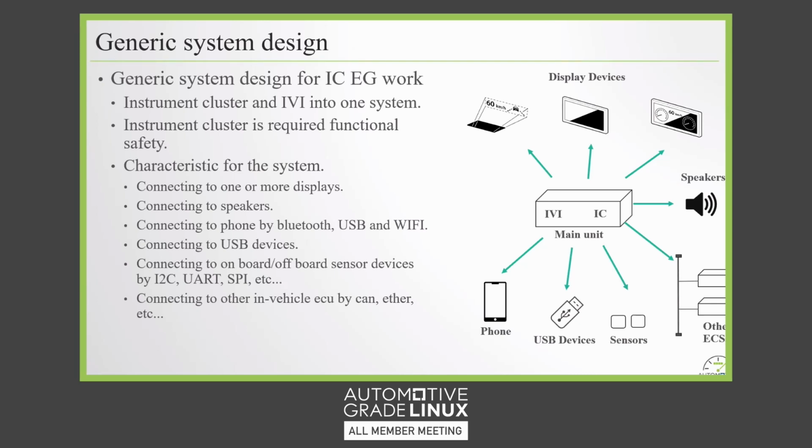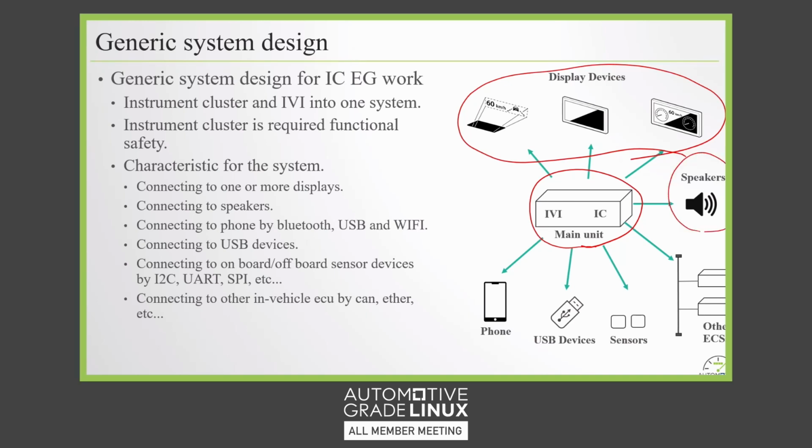This slide shows a generic system design for ICEG work. Instrument cluster and IVI into one system. Instrument cluster is required functional safety. Characteristics for the system: connecting one or more displays, connecting the speakers, connecting to phone by Bluetooth and USB and Wi-Fi, connecting the USB devices, and some sensor and other peripheral devices connecting by the I2C, UART, SPI, etc. And connecting to other in-vehicle ECU by CAN, Ethernet, and other parts.